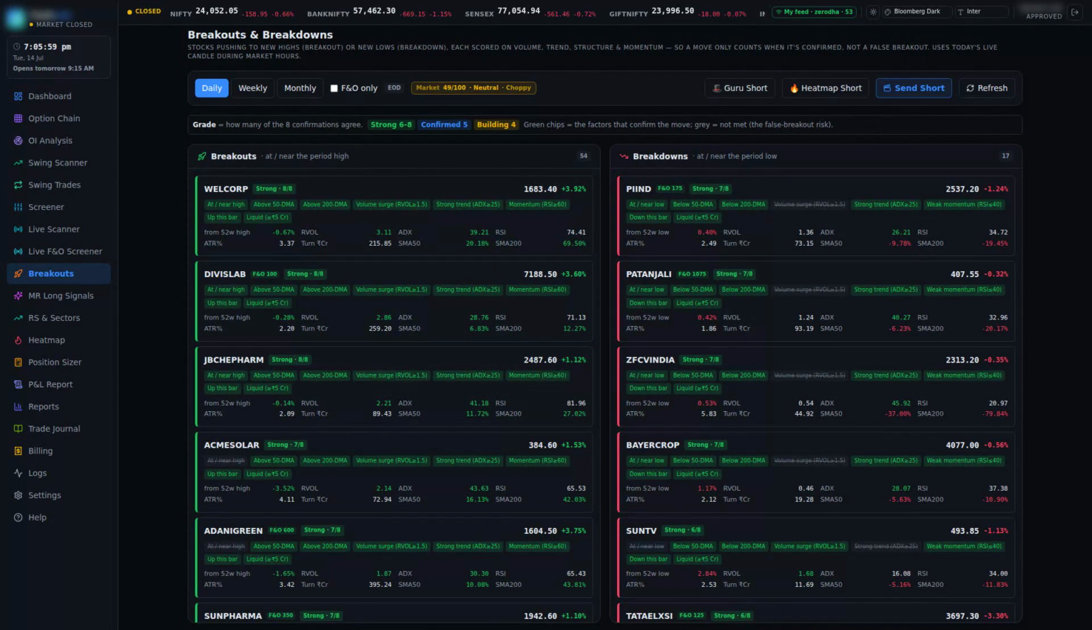8 out of 8 is a confirmed move. 4 out of 8 is still building. And the grey chips are the checks it failed. You are shown what is missing, not just what agrees.